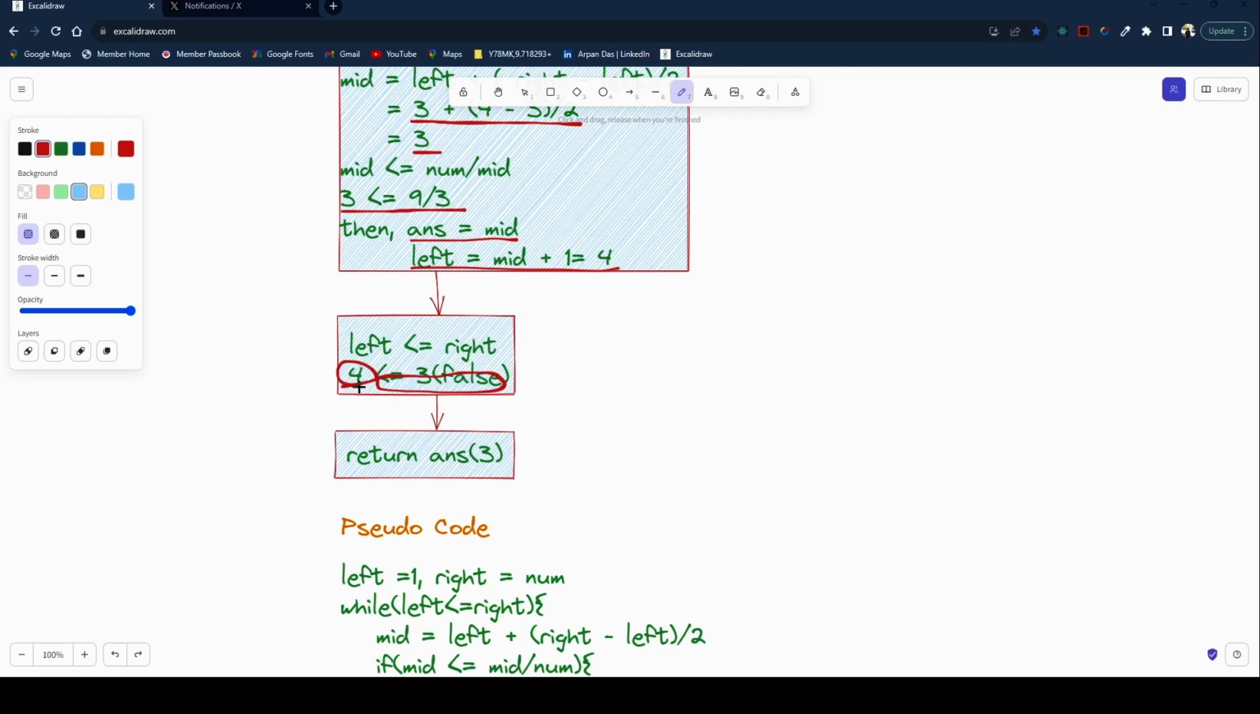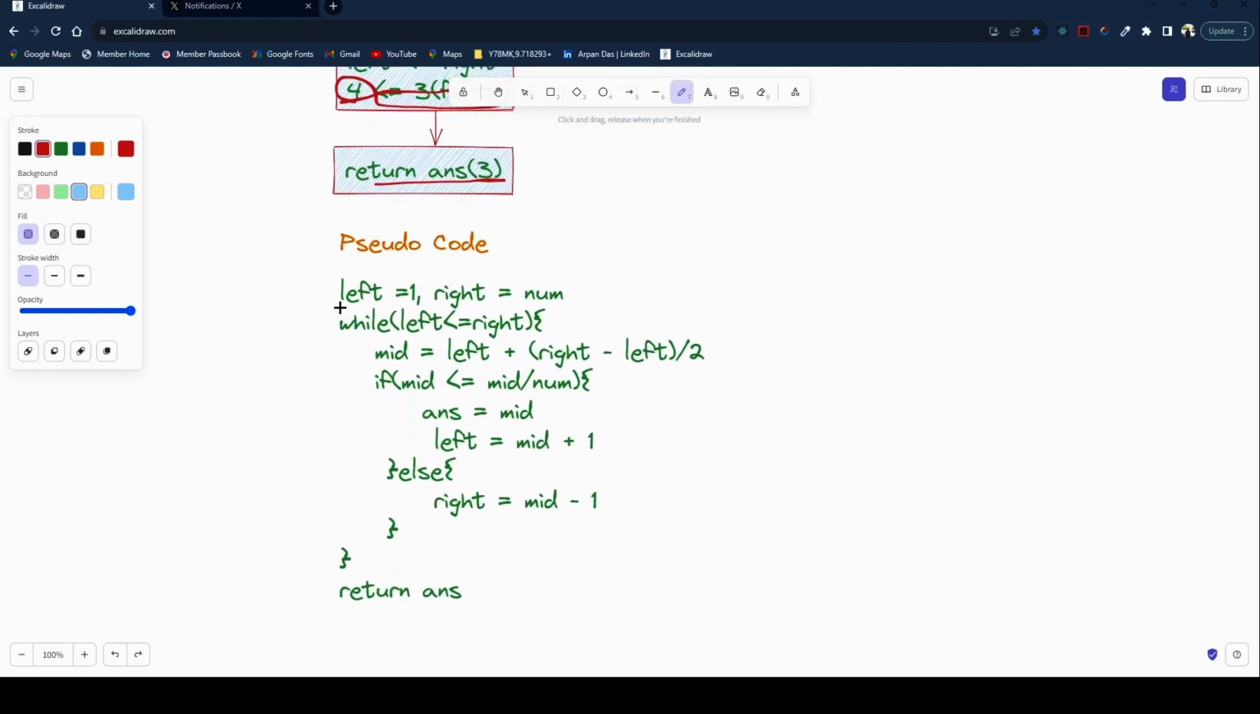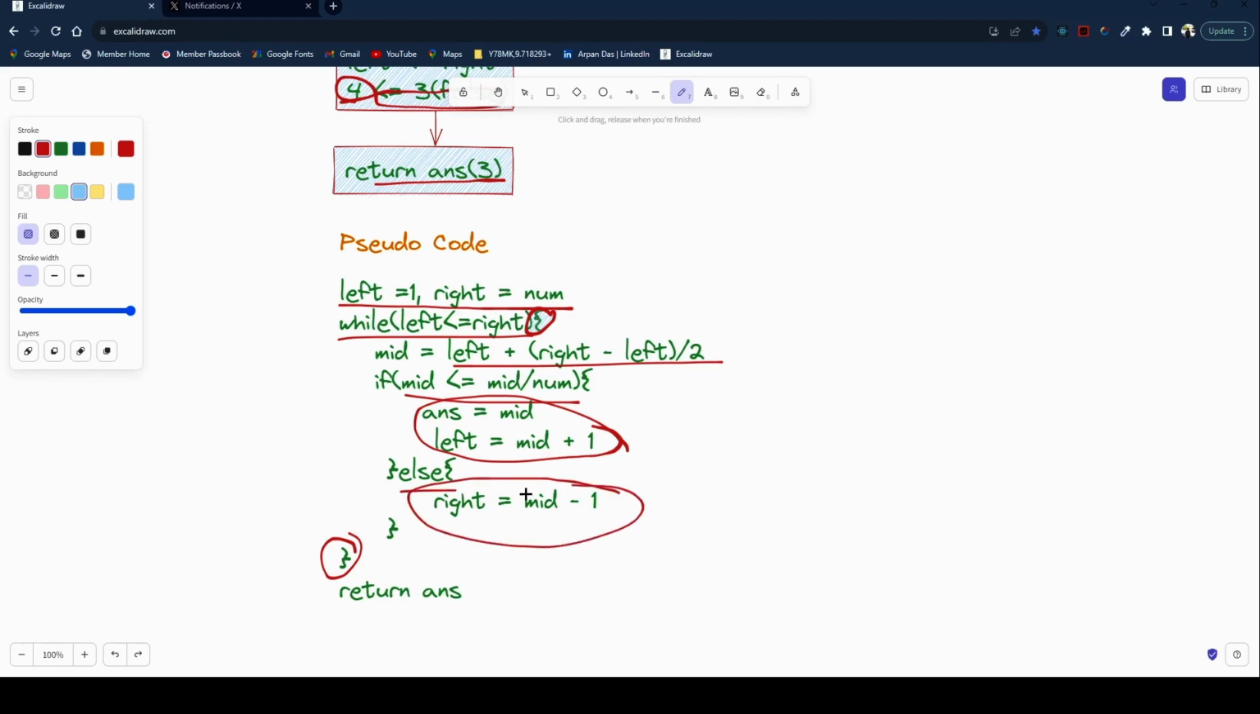Here's the pseudocode of this. We initialize the variables, and we use a while loop. Mid equals left plus right minus left divided by 2. We have written our condition, and what will happen in the condition: answer equals mid, left equals mid plus 1, and for the else condition, right equals mid minus 1. After the condition breaks, we return the answer. Let's move to the implementation part of this.